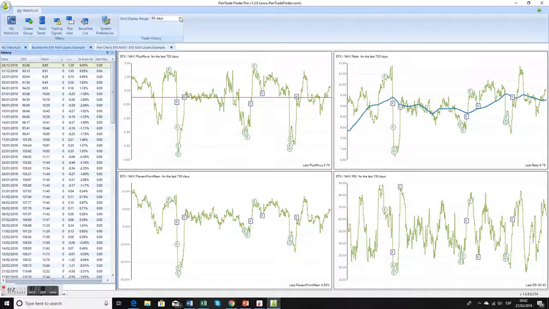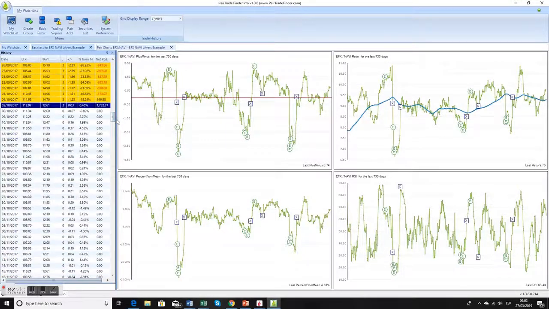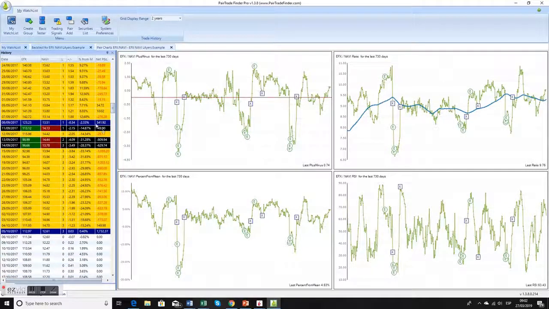Okay, let's take a look at that in the trade history tab. So this was the second trade. So there's the first one, 541. This is the second one.